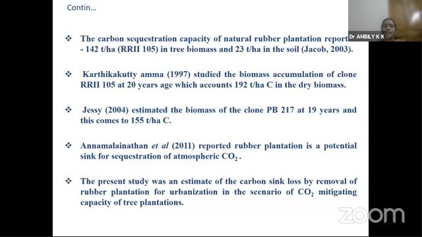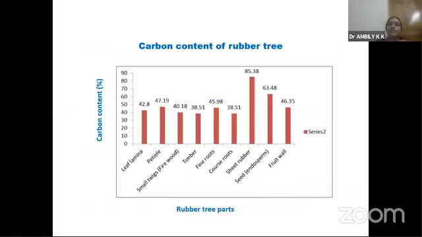The present study was an estimate of the carbon loss by the removal of rubber plantation for urbanization, in the scenario of CO2 mitigating capacity of tree plantation. This figure shows the carbon content of the rubber tree, around 42% carbon, where the highest carbon content is in the sheet rubber, followed by seeds.